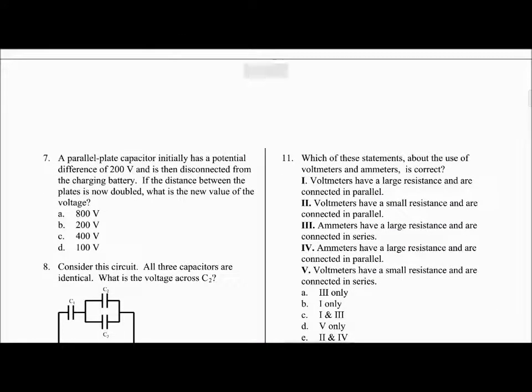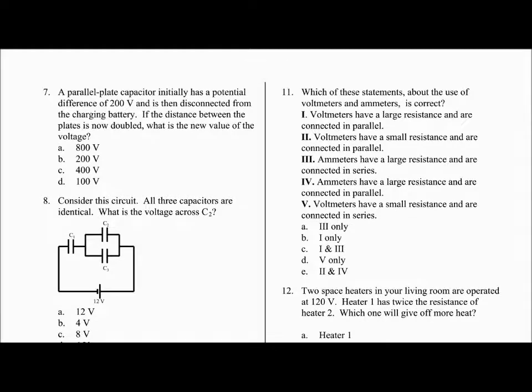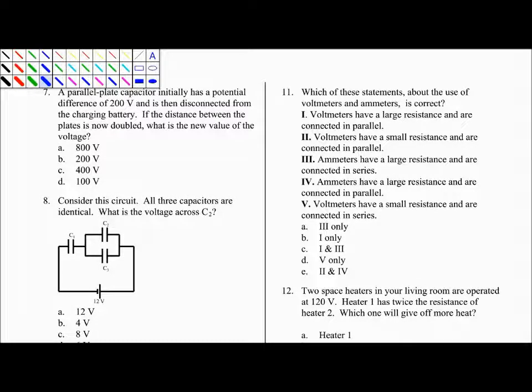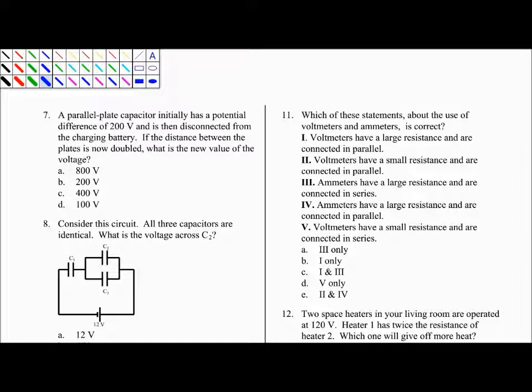Parallel plate capacitor initially has a potential difference of 200 volts and is then disconnected from the charging battery. If the distance between the plates is now doubled, what is the new value of the voltage? Okay, so I have this capacitor. It has a certain amount of charge. All right, that amount of charge, when I remove the battery, this amount of charge remains the same. It doesn't change at all, so it's constant.